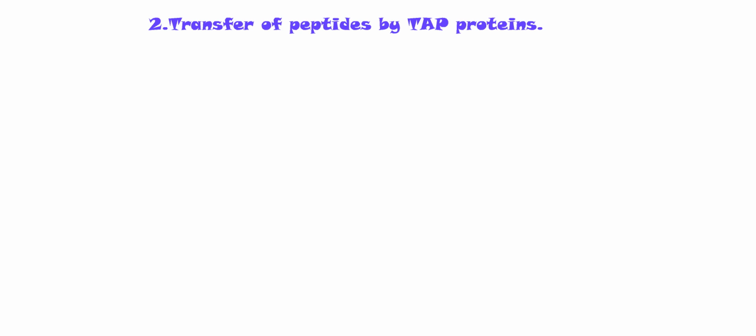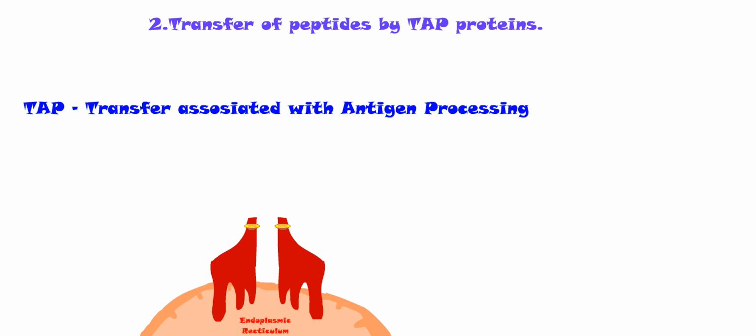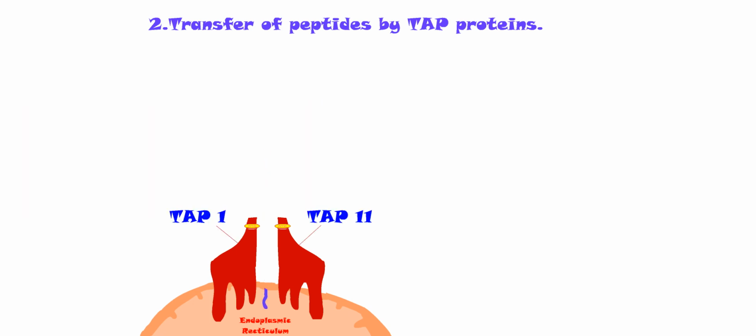Step 2, the TAP protein, or transporters associated with antigen processing, which is present in the membrane of the endoplasmic reticulum in the form of a heterodimer, TAP1 and TAP2, will facilitate the transport of peptides from the cytoplasm into the lumen of the endoplasmic reticulum.